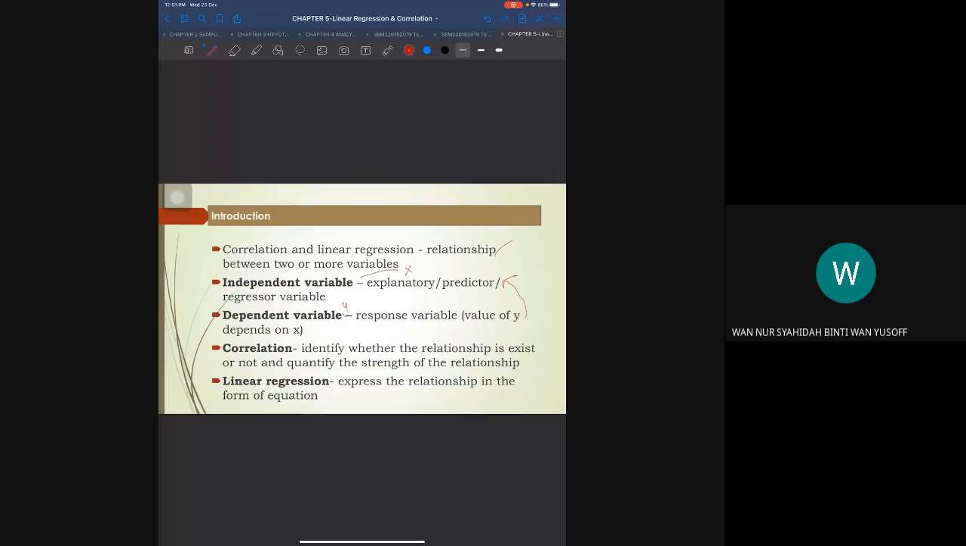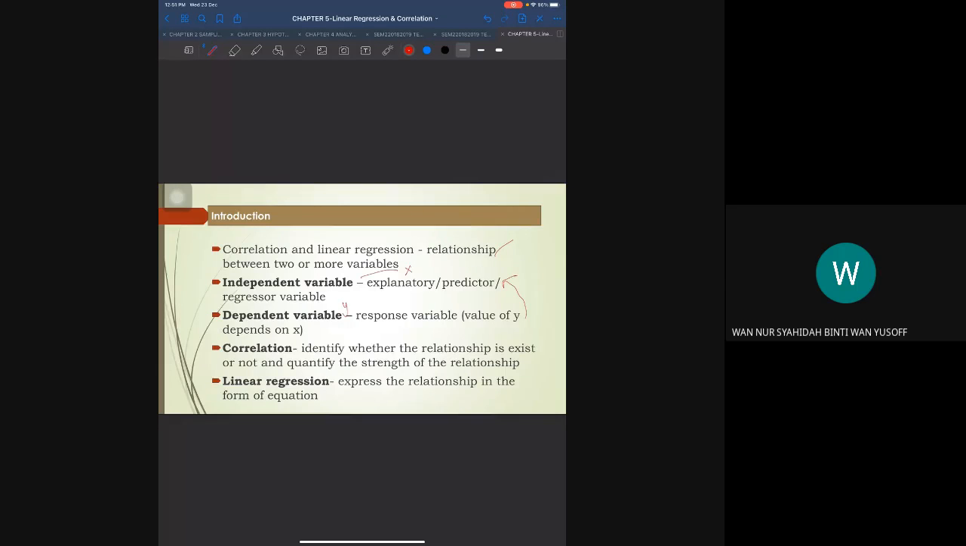It depends on the question itself, and also there will be some keywords in that question. Which one depends on which one? Correlation identifies whether the relationship exists or not and quantifies the strength of the relationship. Linear regression expresses the relationship in the form of an equation.